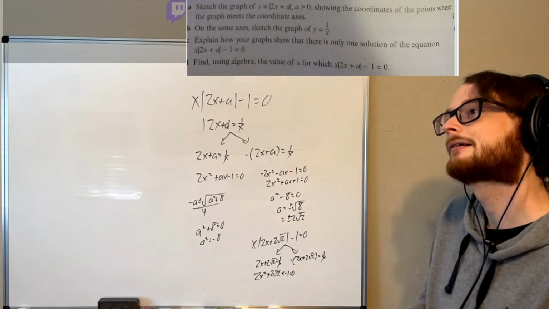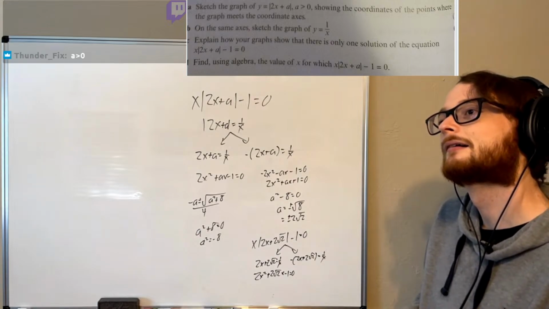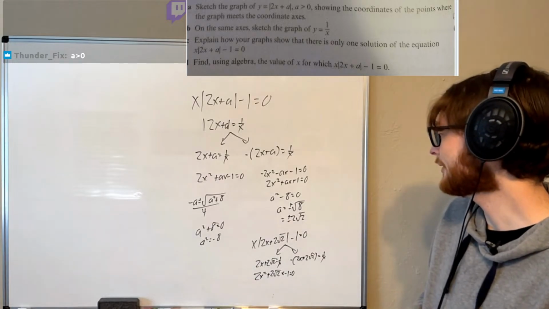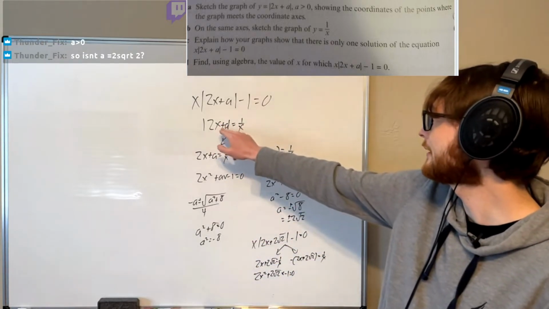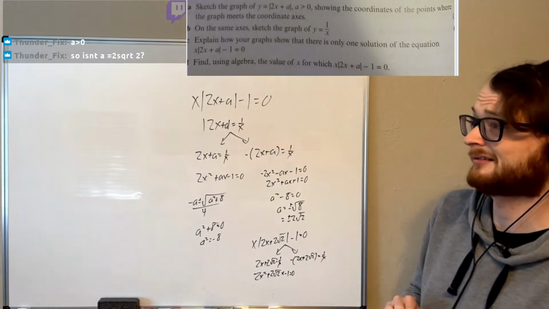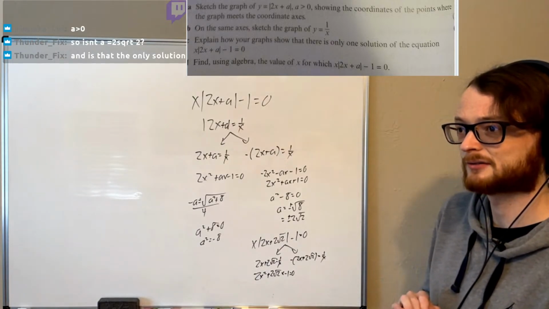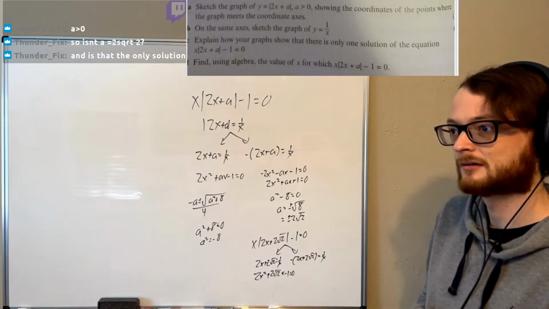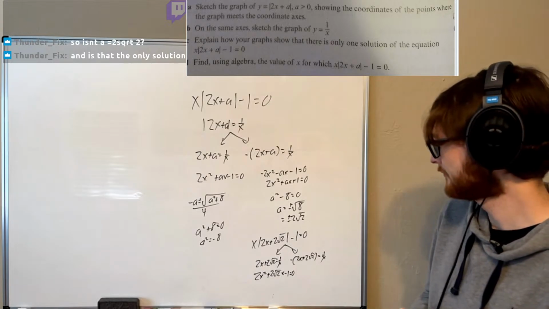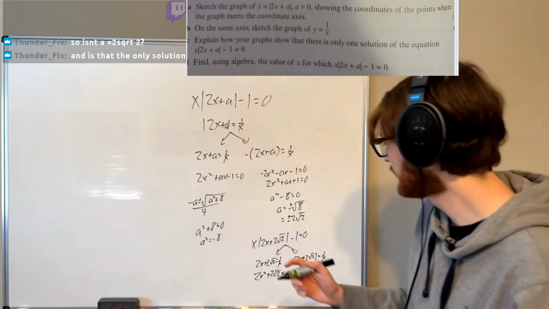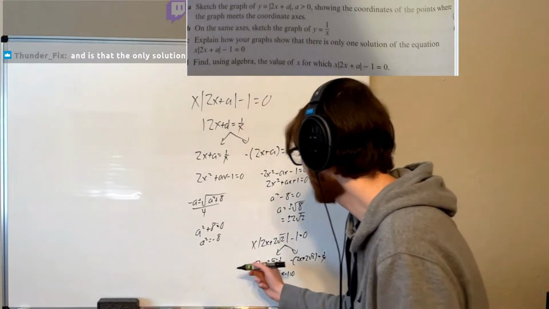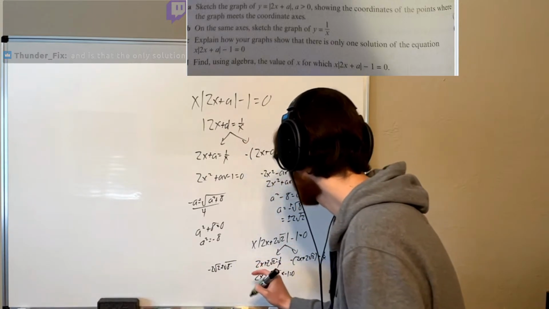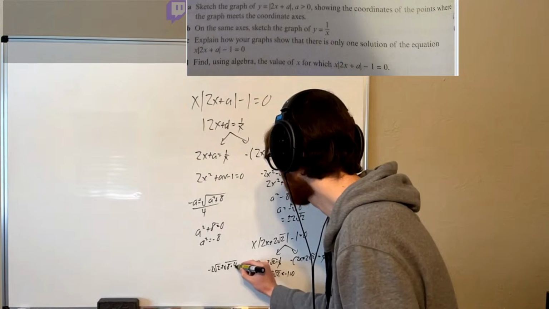Is there a trick? I can't think of a trick. I'm trying to think more intuitively about the graphs of 2x plus a absolute value and 1 over x, but I don't really see an easy way to get their intersection. Okay. Well, the quadratic formula: 2 root 2 plus or minus root 8 minus 4ac plus 4. No, plus 8.